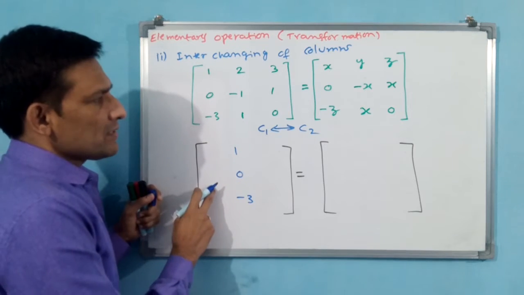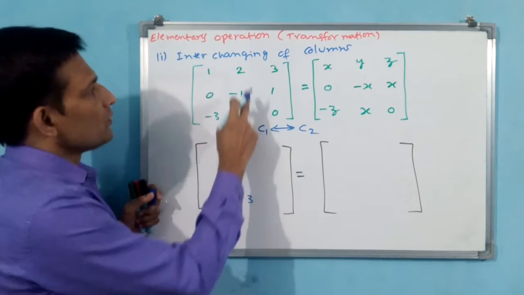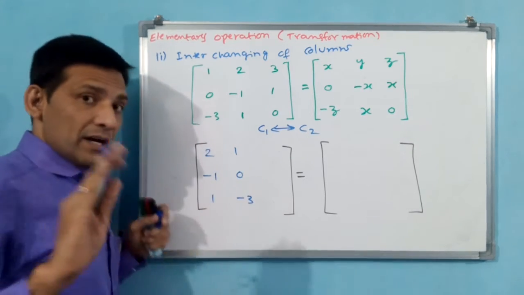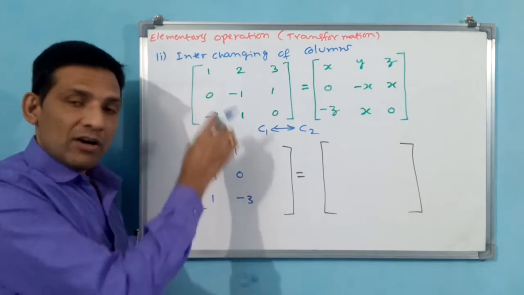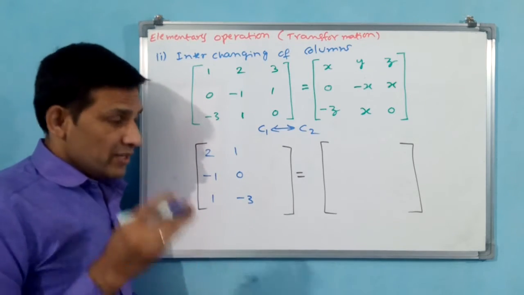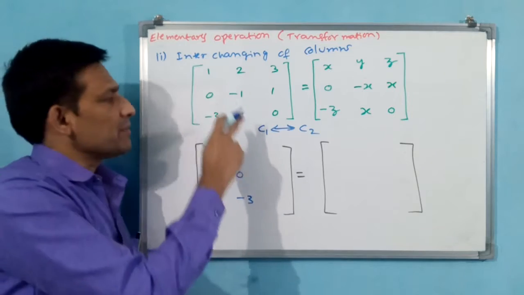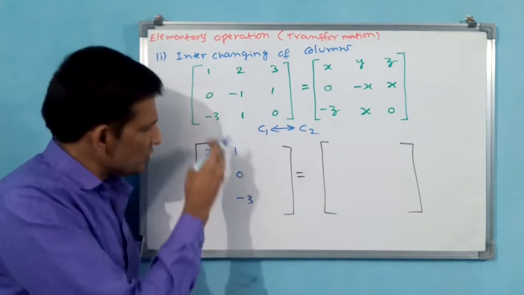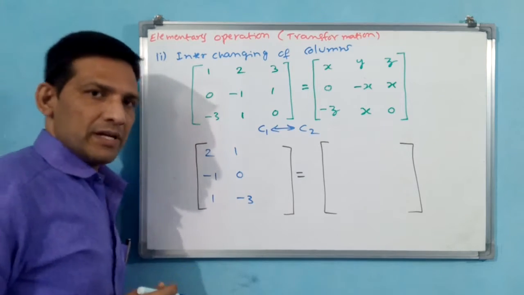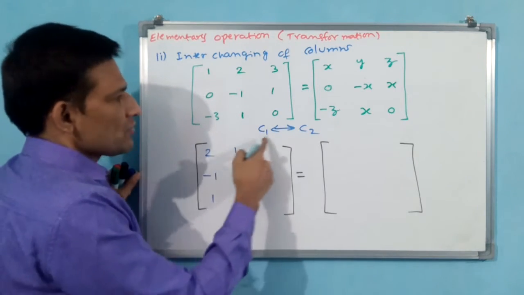Then what about C1? C2 will come in C2: 2 minus 1, 1. Now you might have observed here I am writing columns. Normally we always write rows. But in matrix elementary operations, if interchanging of columns comes, you have to write columns only. First you have to write columns. Now C1, C2 over.